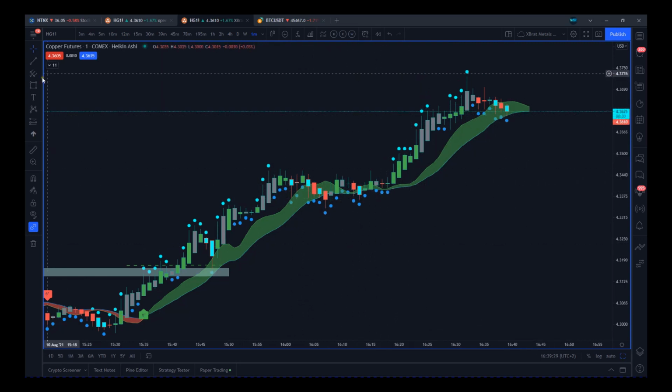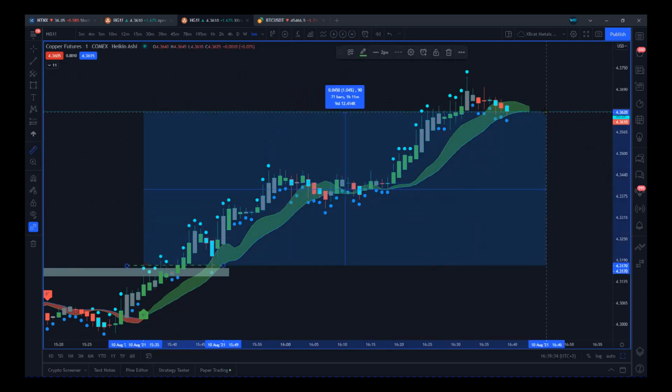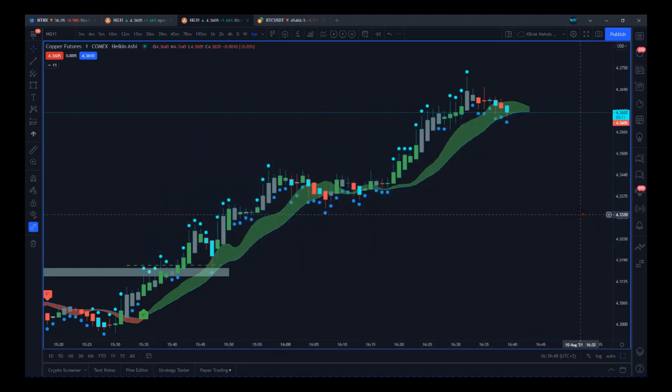So right now we are sitting at around about 90 ticks. Okay, so we're 90 ticks times $12.50. So good chunk of change there. You know, this is a $1,000 trade right now. All we've got to do is wait.